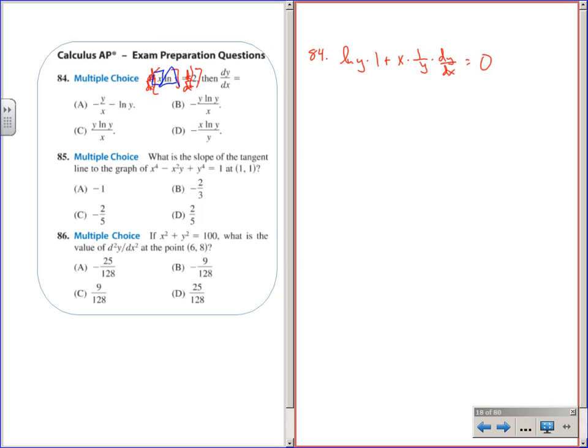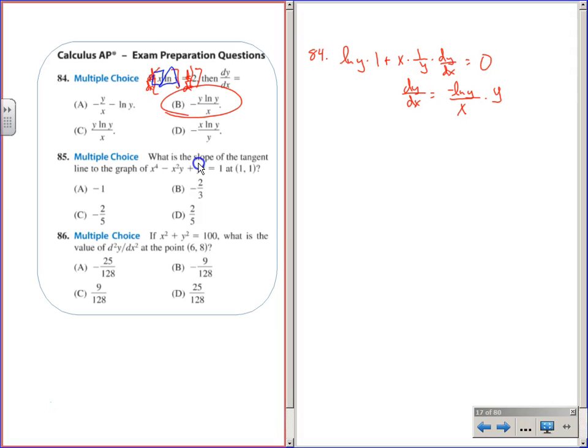Equals 0. And then hopefully you guys rearranged, and rearranging would have subtracted ln of y, divided by x, and multiplied by y, right? Double checking. Subtract that, divide that, multiply that. And that ends up matching with letter B, which looks pretty good. How about you guys? Nice. Questions on 84?